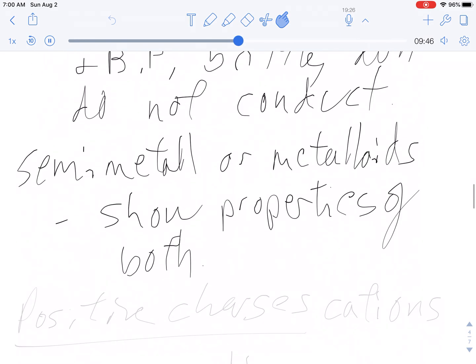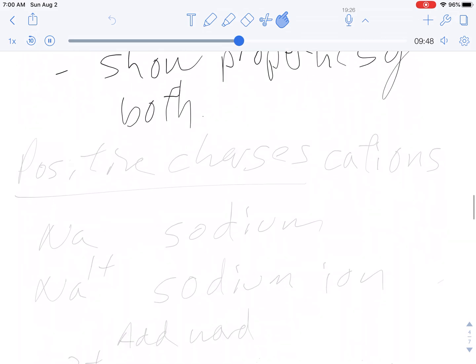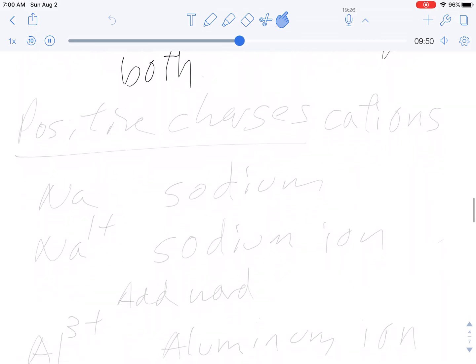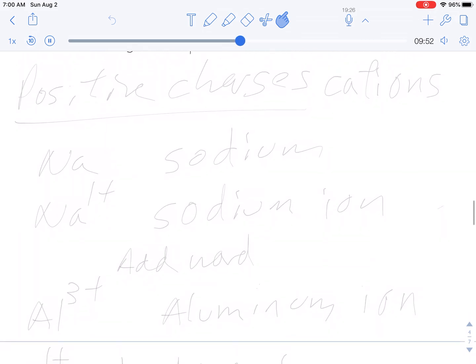So elements, when they are by themselves, they're typically neutral. Okay? But when they form an ion, they develop a charge. Now, they become charged by gaining or losing electrons. Okay? Now, when they have a charge, they have a different name. So we're going to begin with things that form positive charges.